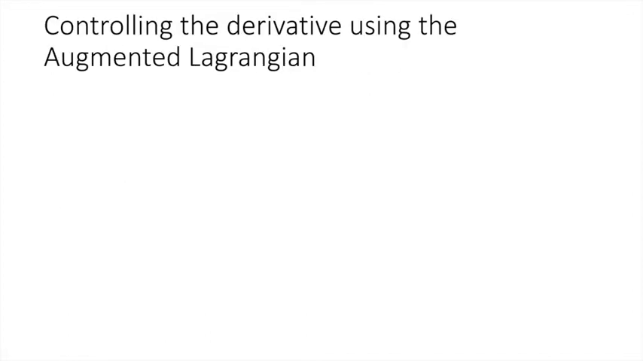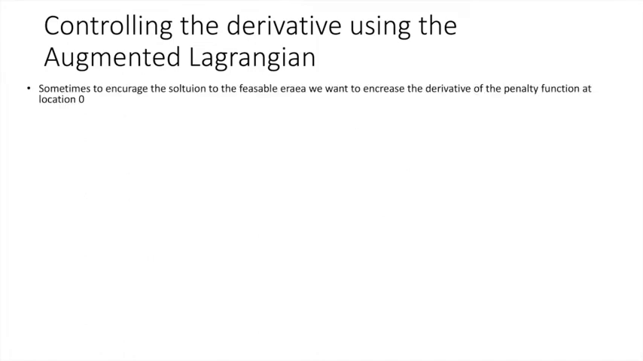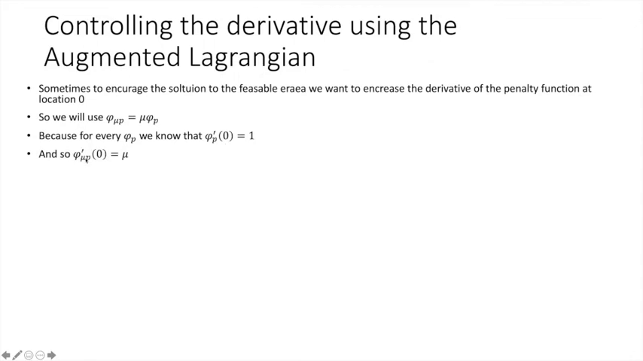The derivative using the augmented Lagrangian. Sometimes, to encourage the solution to go to the feasible area, we want to increase the derivative of the penalty function at location 0. We will use phi_{mu p} as mu multiplied by phi p. Because for every phi p, we know that phi prime p at location 0 is 1, then phi prime of mu p at location 0 is equal to mu.